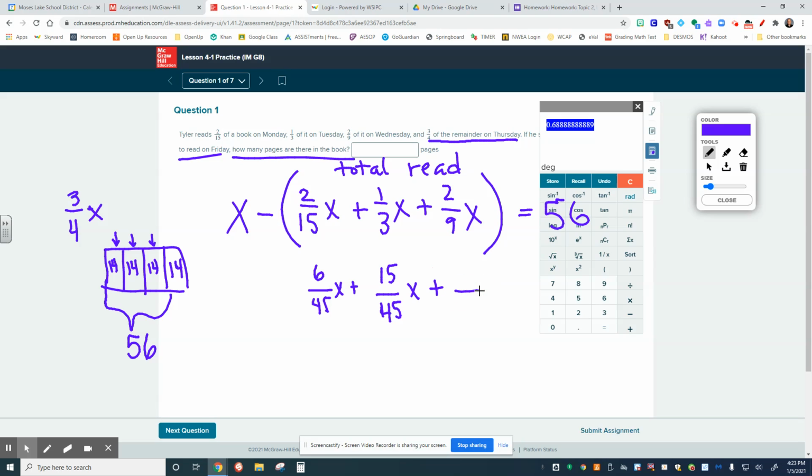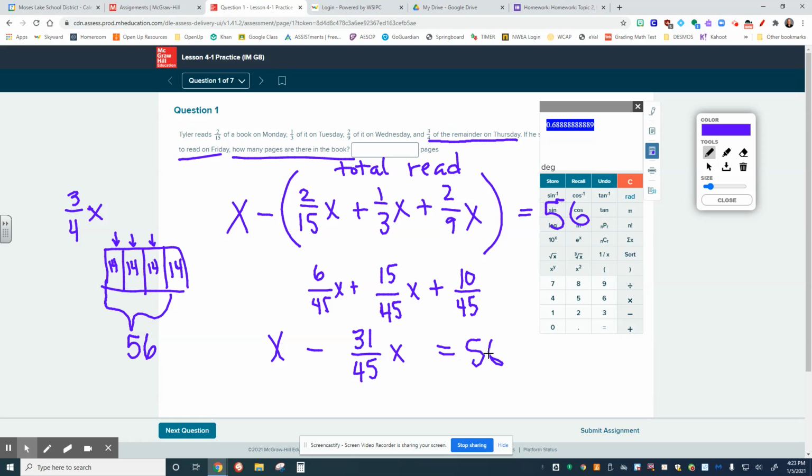And then I know that 45 divided by 9 is 5. So 5 times 2 is 10. I add these together, 31 45ths x. I have x minus that is equal to 56.